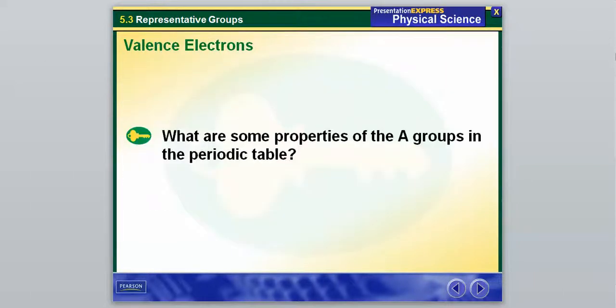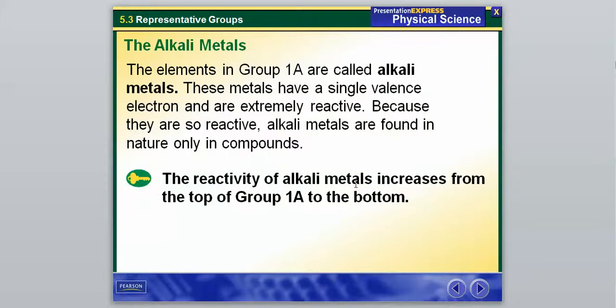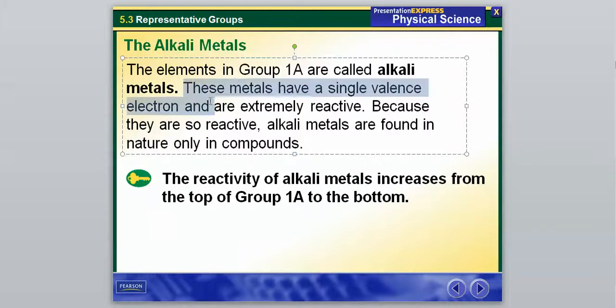To wrap up this video, we're going to talk about the properties of the A groups in the periodic table, and we're going to start with the first one, group 1A, which is called the alkali metals. This is our first group, starting on the left. Hopefully you remember when you numbered it, we numbered it 1A and then 2 going from left to right. These metals have a single valence electron and they are extremely reactive.